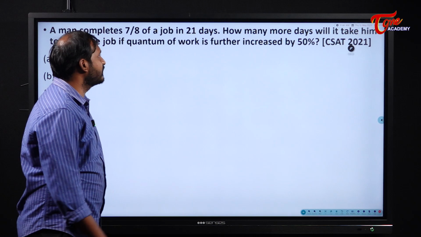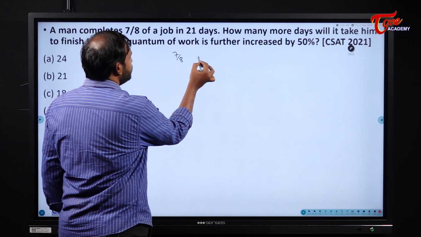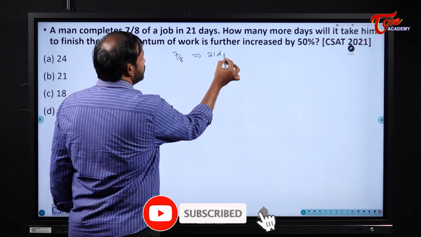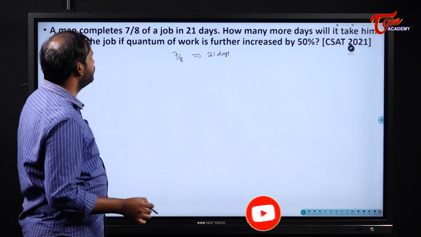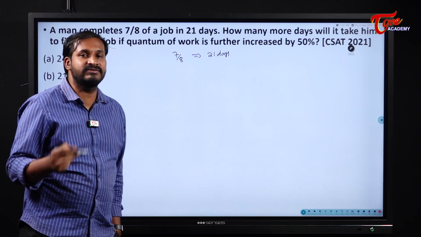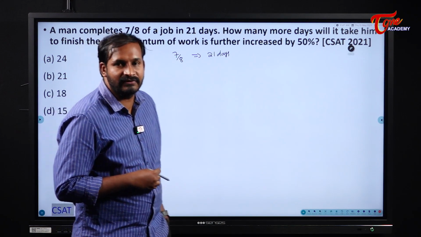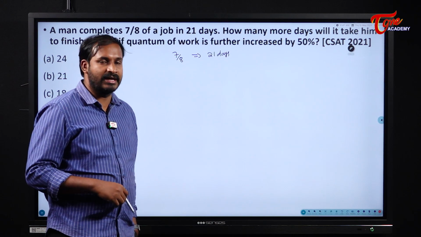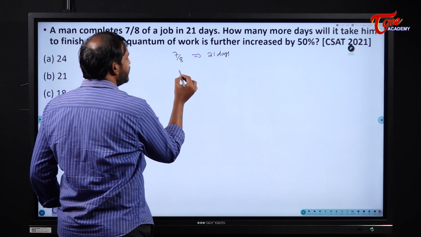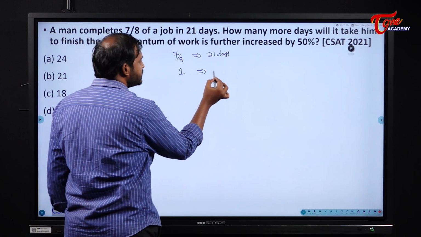A man can complete 7 by 8 of a job in 21 days. How many more days will be taken by him to finish the job if the quantum of work is further increased by 50%? First of all, we will find the complete work done by him. 7 by 8 work in 21 days, right? So, one work in how many days? Assume it as some X days.